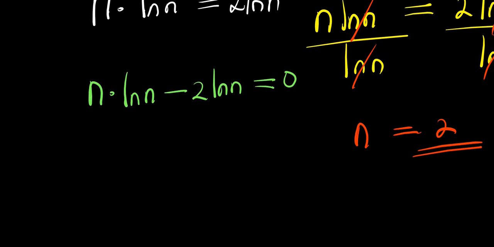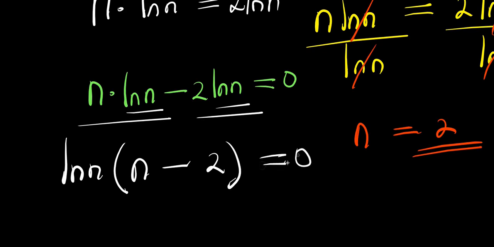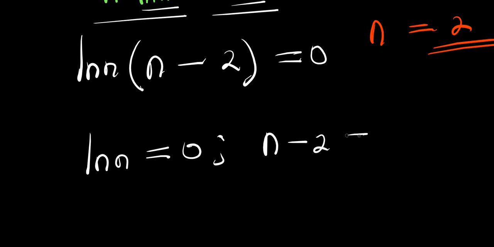So at this particular point, natural log n is common. I can factor that out. I divide this by natural log n, I have n minus, and I divide this by natural log n, I have 2, and this equals 0. So I can decide to equate each of these to 0. I have natural log n equals 0. I have n minus 2 equals 0.